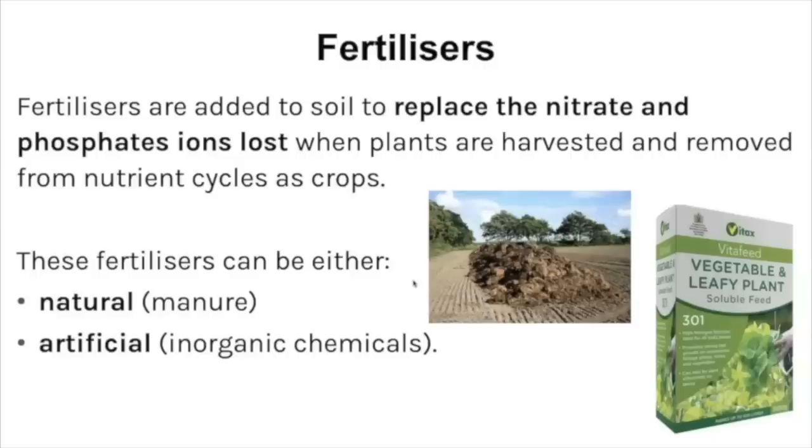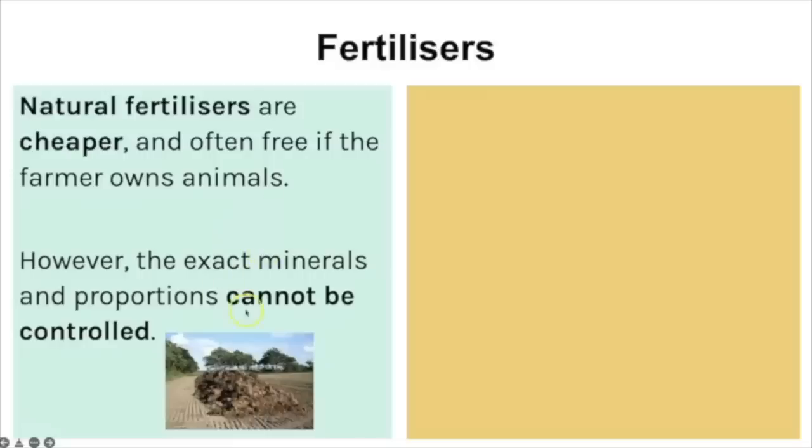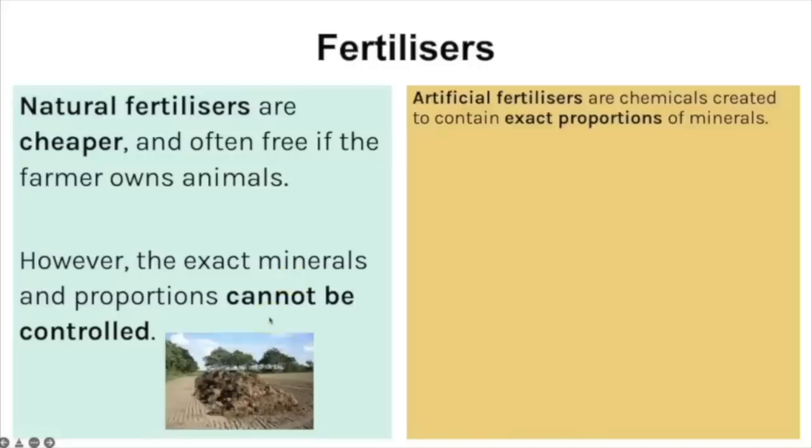So natural fertilizer would be animal manure. Artificial is soluble chemicals which contain exactly the proportion and quantities of the mineral ions required. Now, the natural fertilizers are cheaper because if you have your own animals on a farm already, it's completely free. It is just the manure from the animals. However, it doesn't contain necessarily the exact proportions of the minerals you need, and you have no control over that.